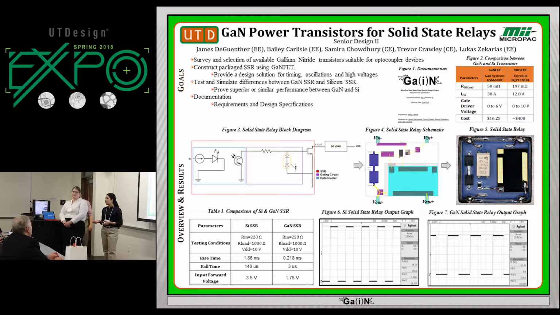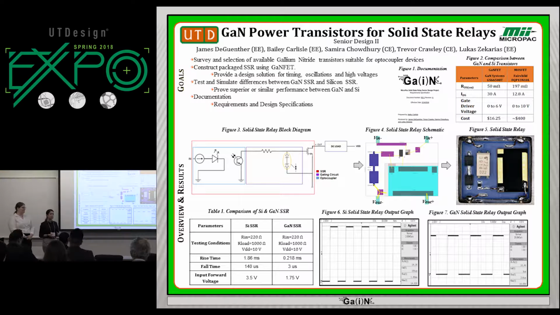Also, the gallium nitride power transistor has similar applications to silicon, which can be used for military applications, aerospace, and space systems. And the gallium nitride we are using costs 25 times less than the silicon MOSFET that's currently used by the MicroPAC. And next, James is going to talk about the schematic of the solid state relay.